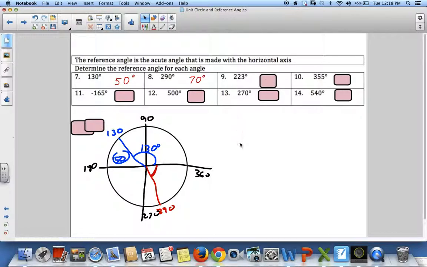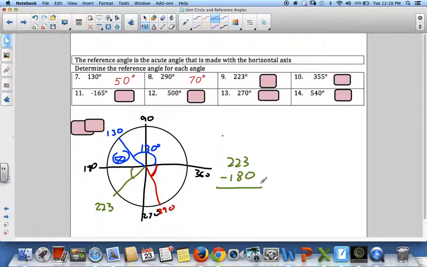And then over here, 223. I guess I can use this one over here. Let's use a third color. How about a green? So this one here, I'm going to do 223. This is 180. 223 is somewhere down here. Don't subtract from 270. We're always looking for this one. So this is 223, so I subtract. 223 minus 180 is 43 degrees. So that's going to be 43 degrees right here. And that's what we get. 355 is right here. So the angle between these two is 5 degrees.